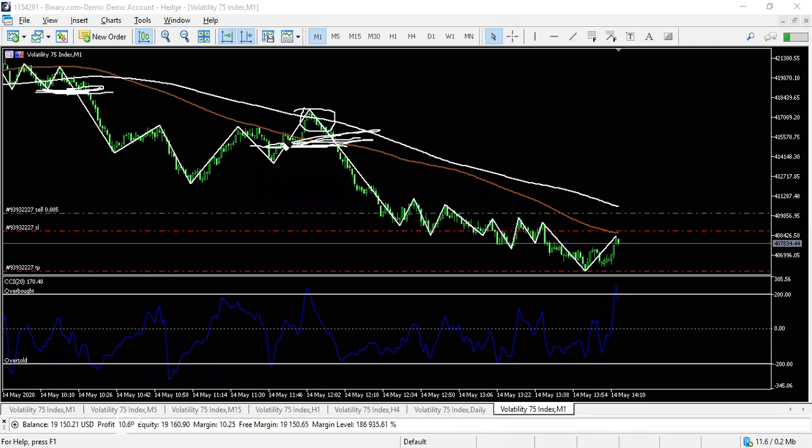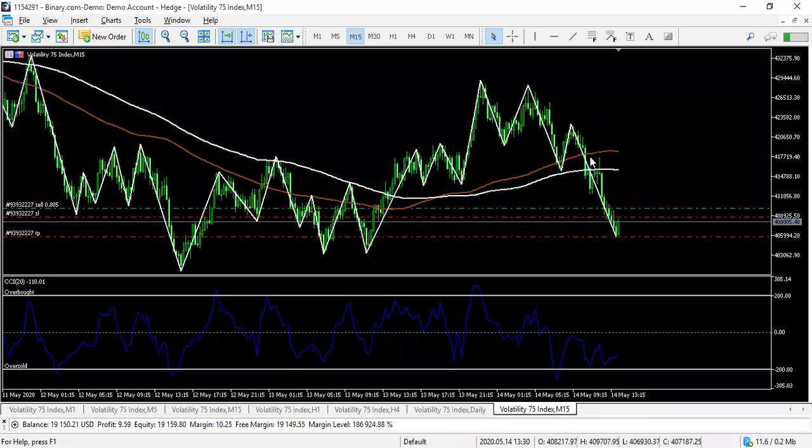So when you've checked your 1 hour, you've checked your 15 minutes, you can see, okay, is price above or below the brown line? If price is below, then you want to sell. If price is above, you'll be looking for buys.